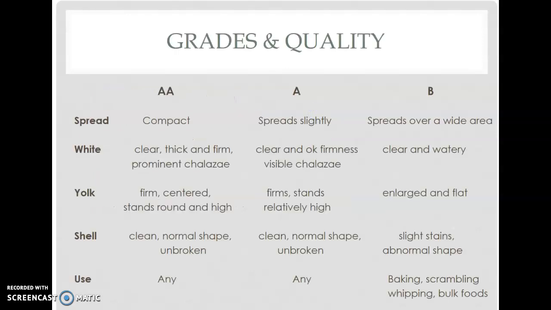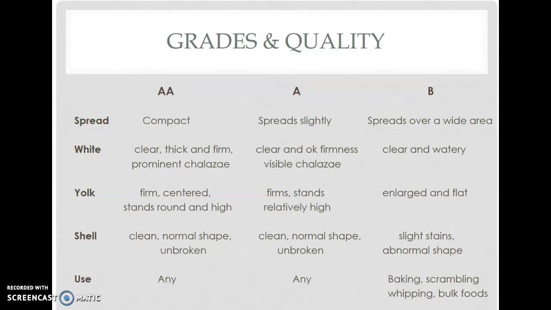In regards to the grading and quality of eggs, as eggs age, they definitely lessen in their quality. So a AA egg then is referring to the freshest egg possible. When you crack that egg open onto a plate, it would stay nice and compact. It would not spread out throughout the plate. The white would be very thick. Sometimes it is referred to as the thick part of the white, and then the runny or broken down part of that albumin or that white.